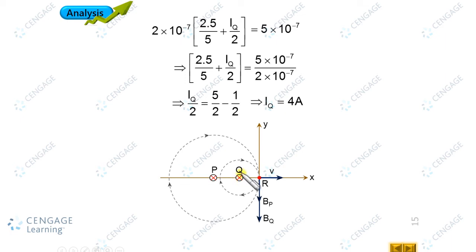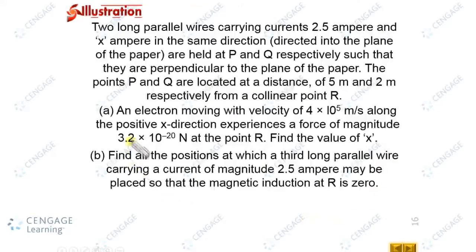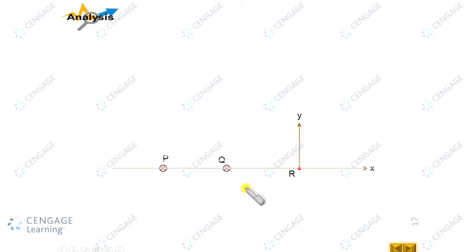Now let us move to the second part of the question. So let us move to the problem again. This is the problem, right? We have solved the problem A part. Now in B part we need to find all the positions at which a third long wire carrying current of magnitude 2.5 ampere may be placed so that the magnetic induction at R is equal to 0. Okay, so let us make the diagram of this situation. This is the position of wire P, this is the position of wire Q, this is position R.